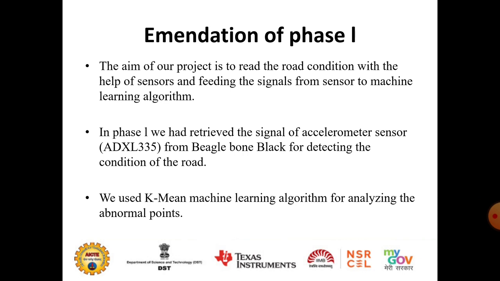Emendation on Phase 1. The main aim of our project is to read the road condition with the help of sensors like an accelerometric sensor, and feed the signal from the sensor to a machine learning algorithm like the k-means machine learning algorithm. In phase 1, we retrieved the signal of the accelerometer sensor ADXL335 from the BeagleBone Black microcontroller for detecting the condition of the road. We used the k-means machine learning algorithm for analyzing the abnormal points.